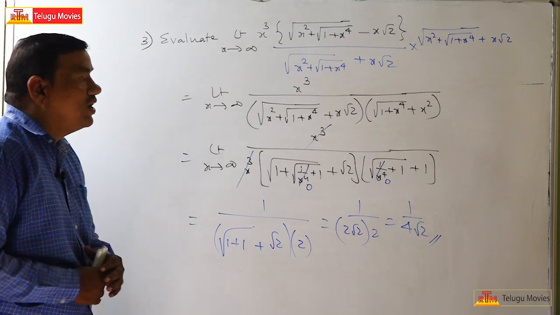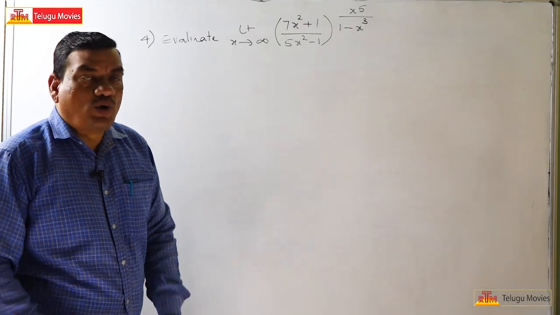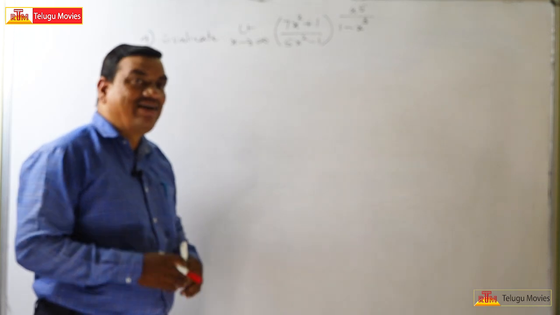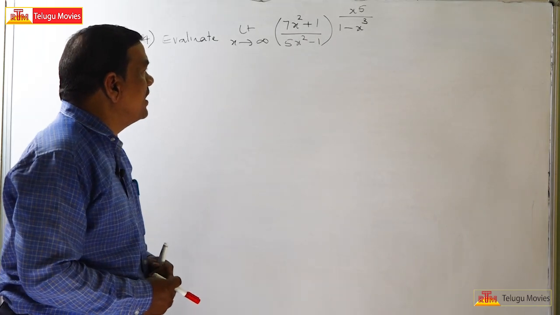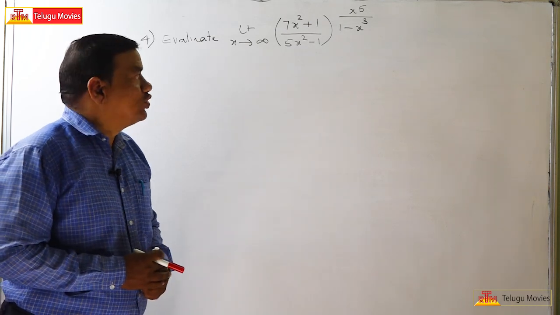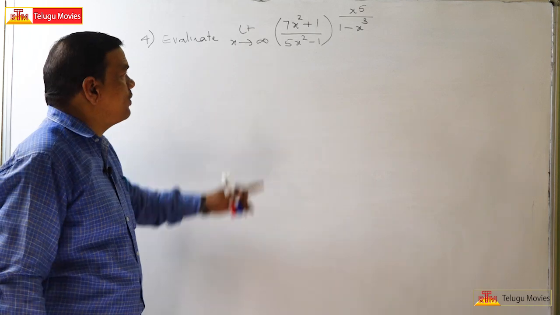Okay. I hope that you understand this solution. Let us move to the next problem. Welcome to this problem. Evaluate limit x tends to infinity of (7x square plus 1 by 5x square minus 1) whole to the power of x to the power of 5 upon 1 minus x cube. Then how to solve this problem?